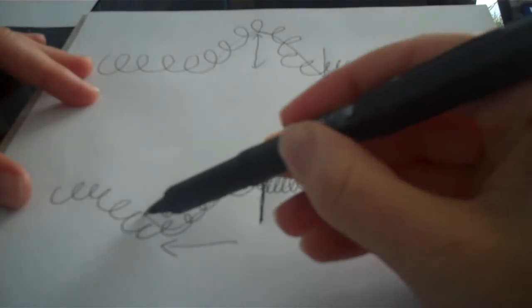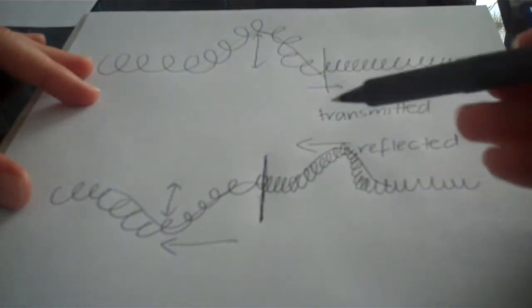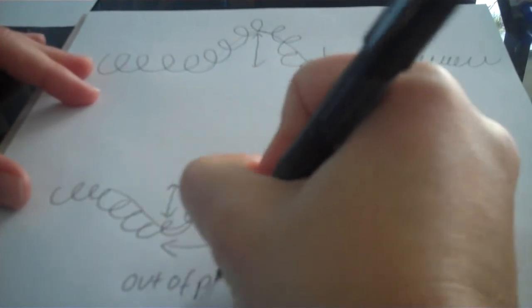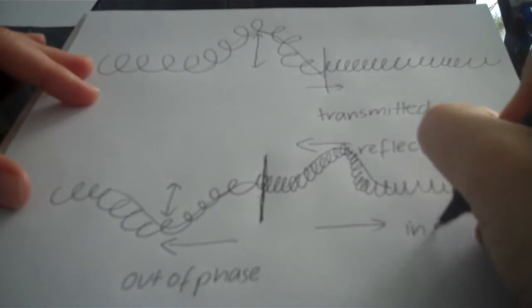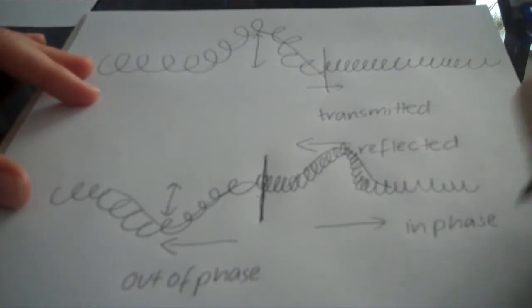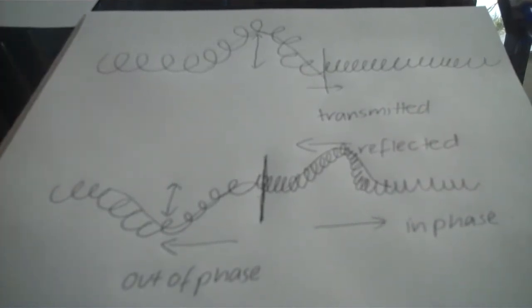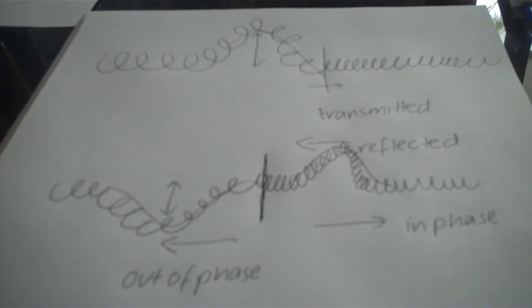Okay, and it's getting inverted as it goes back. So it's out of phase. And then this one going this way, it's in phase. So the one that's transmitted is in phase. Okay, so that's if it's going from a lighter spring, less dense spring, to a heavier spring. Now the other one we can look at is the other way around, obviously. So the next one is going from a heavier to a lighter spring.